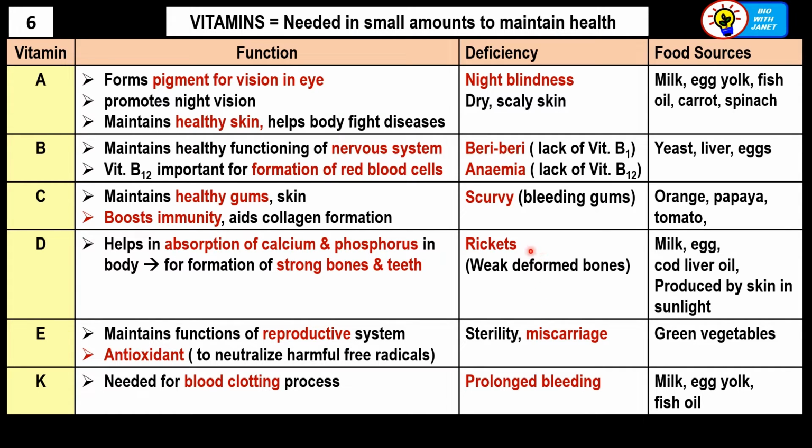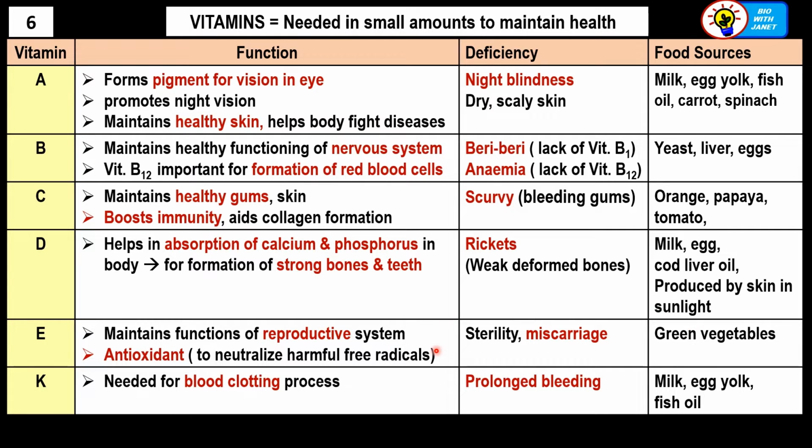Deficiency will cause rickets, and one of the symptoms of rickets is weak, deformed bones. So rickets causes weak, deformed bones until the bones cannot support the weight of the body, and then the bones will bend. Now, food sources are milk, eggs, and cod liver oil, and vitamin D is different from other vitamins because it can be produced by us when the skin is exposed to sunlight.